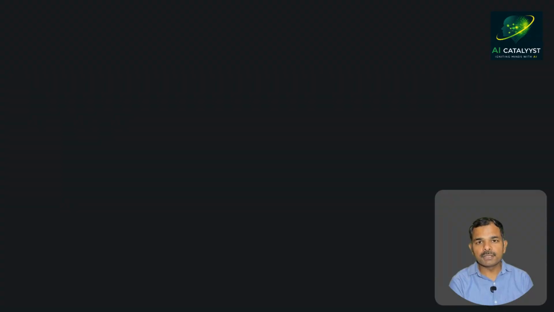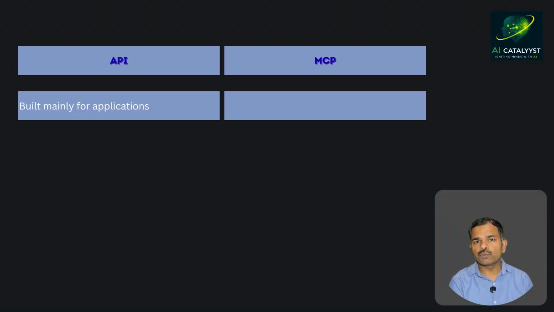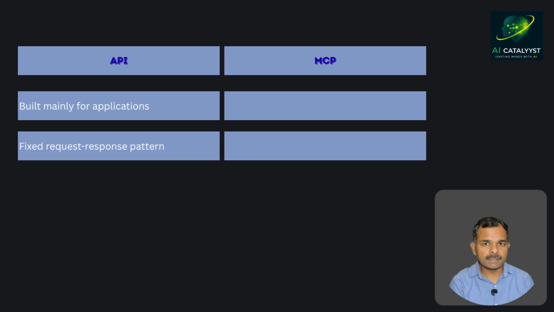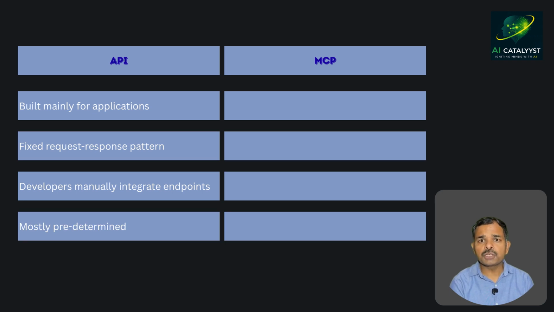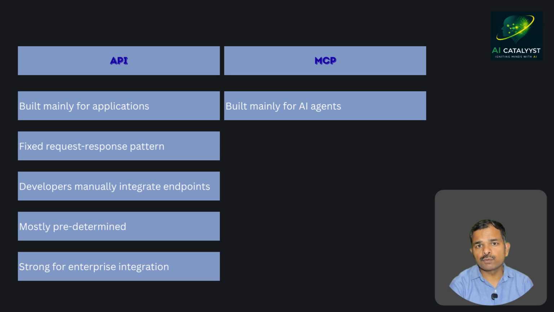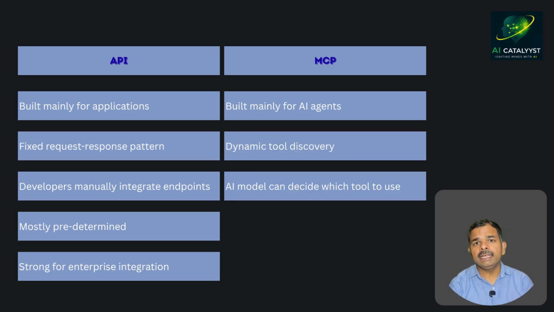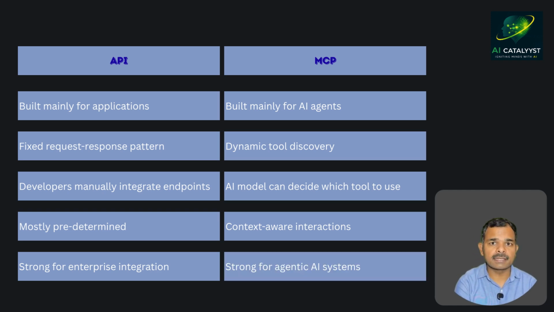Now let us compare these two side by side. APIs are mainly designed for applications with fixed request-response patterns. Developers manually integrate the endpoints, which are mostly deterministic and strong for enterprise integration. MCP is designed mainly for AI agents with dynamic tool discovery. AI can decide which tool to use dynamically with context-aware interaction, and it is strong for agentic AI systems.